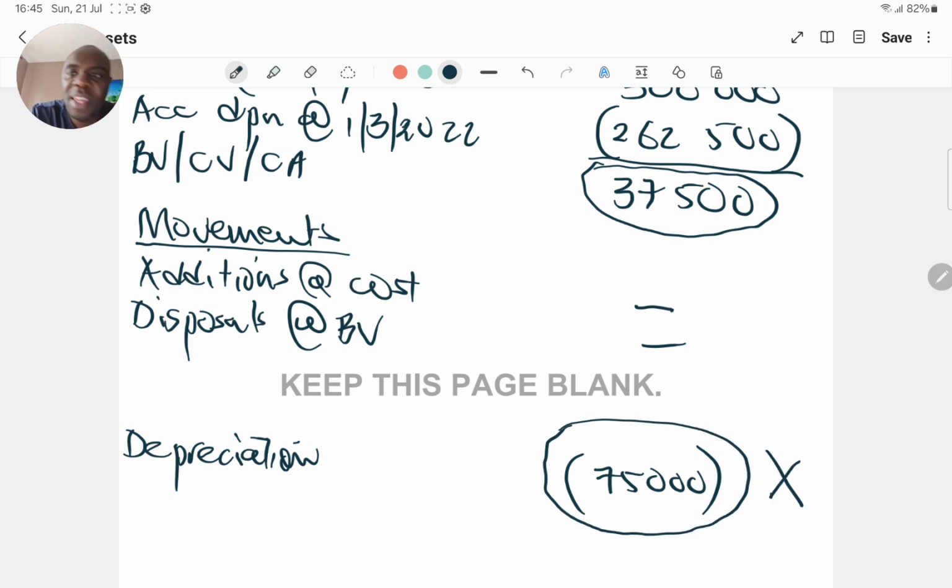I'm going to repeat that one more time. There's no way that an asset with a value of 37,500 goes on to lose 75,000 in value. Where is the 75,000 coming from when the asset has a book value of 37,500? If we leave it like this, the computers are going to have a negative book value. An asset can never have a negative value. So in this case, this 75,000 is incorrect.